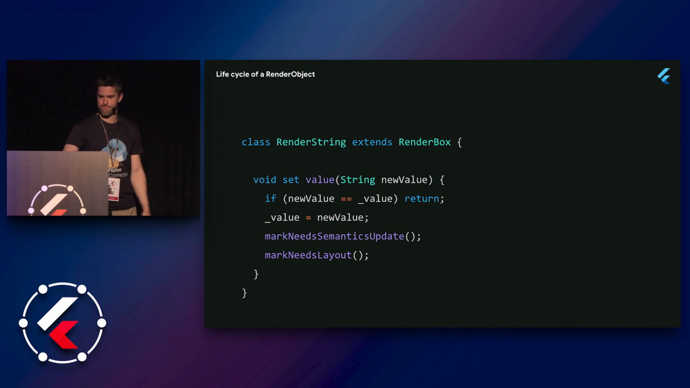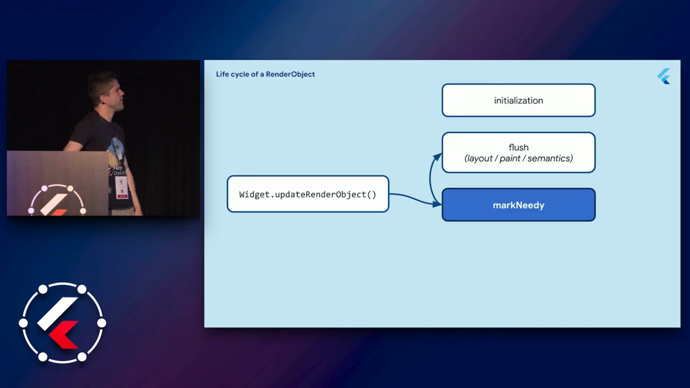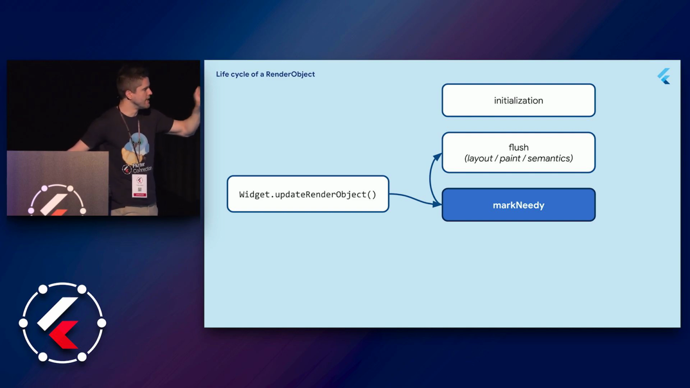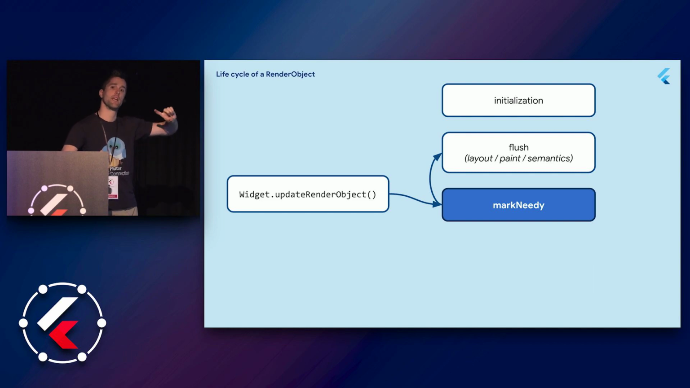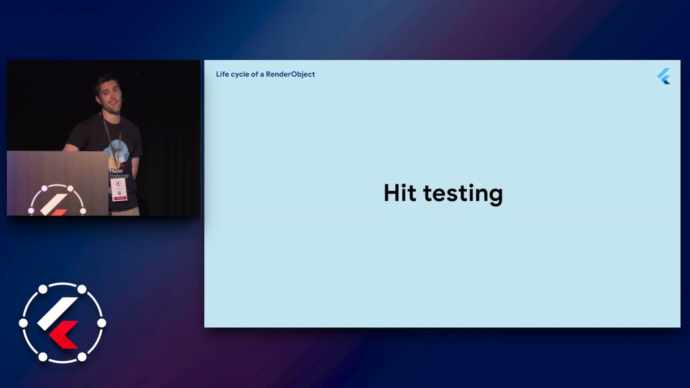So this is the mechanism that binds widgets and render objects together and allows the whole thing to work when we call setState. So all of that brings us to here in the lifecycle of a render object, where update render object calls the mark needy methods, and then that can potentially put our render object back in the queue for the next flush phase. It's getting exciting now.